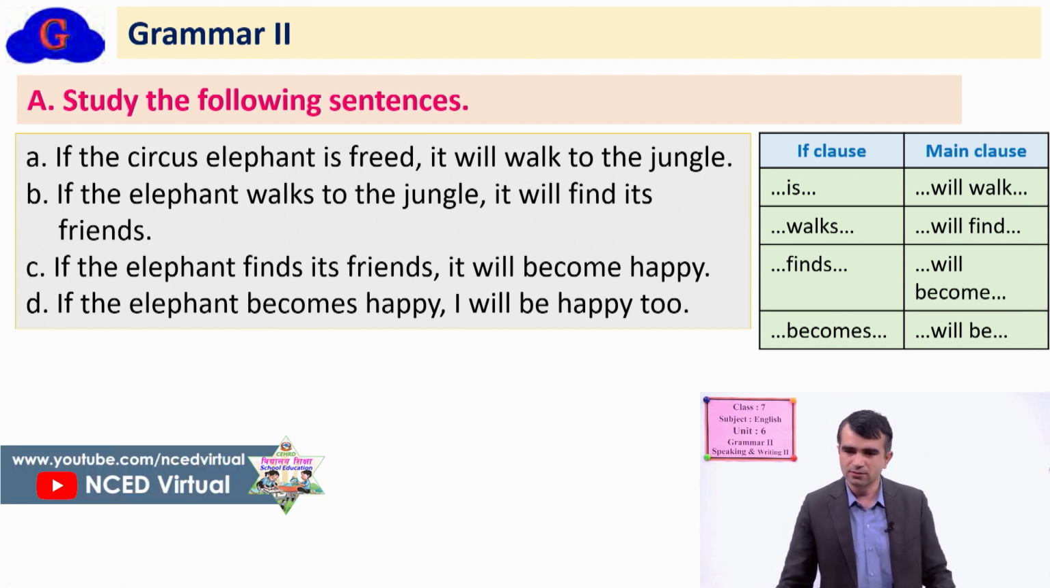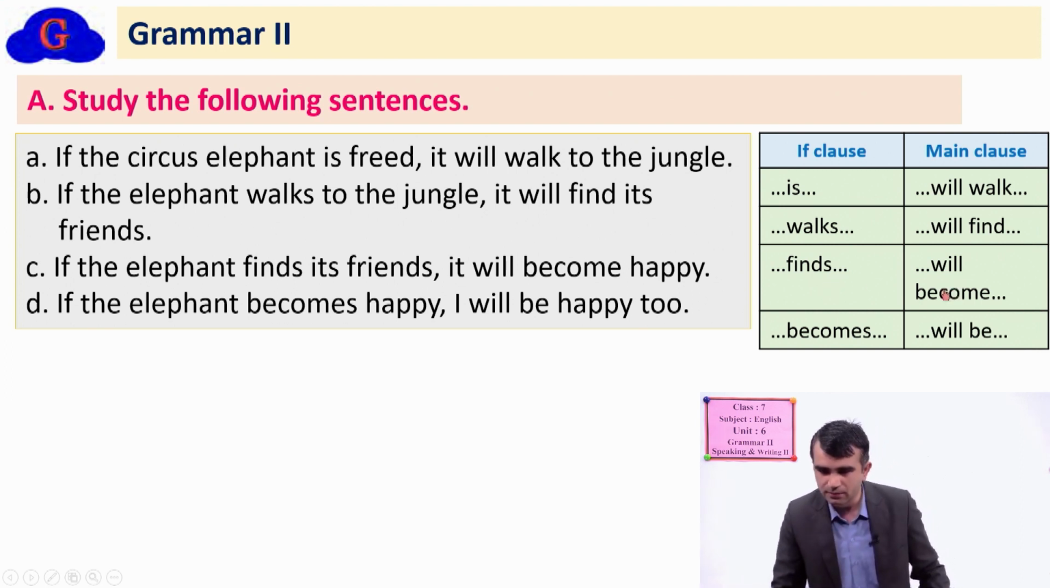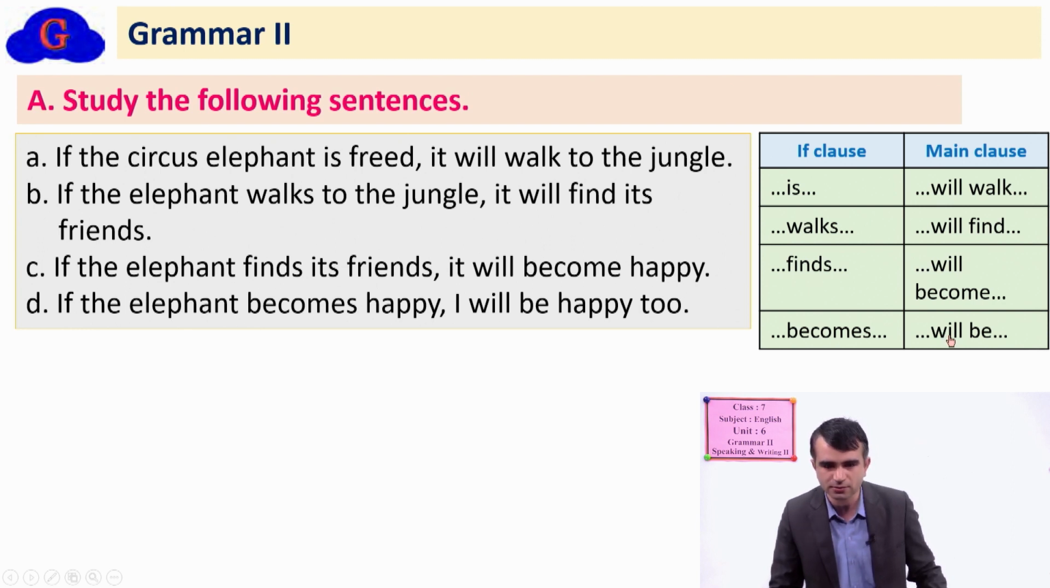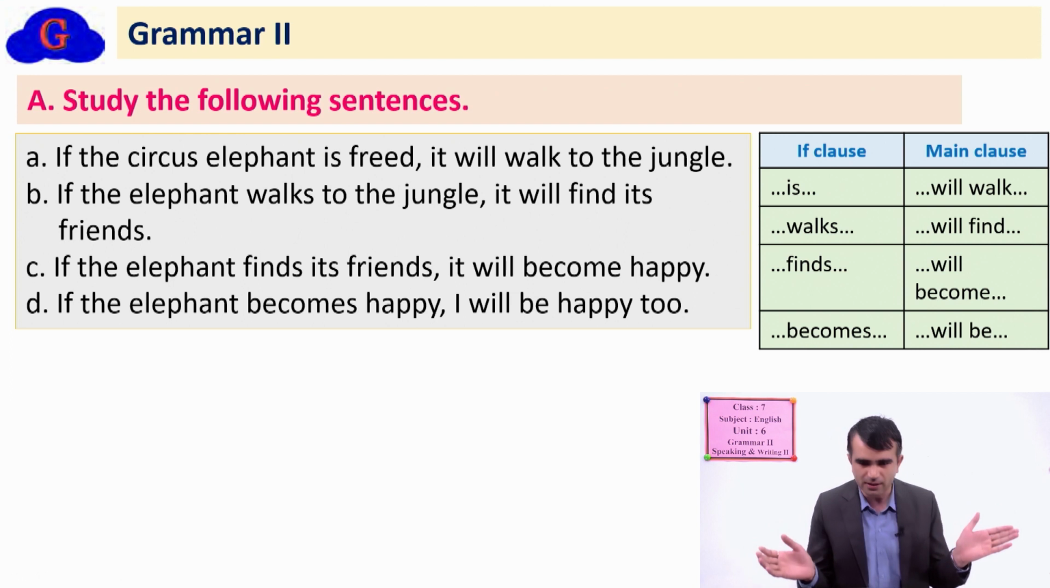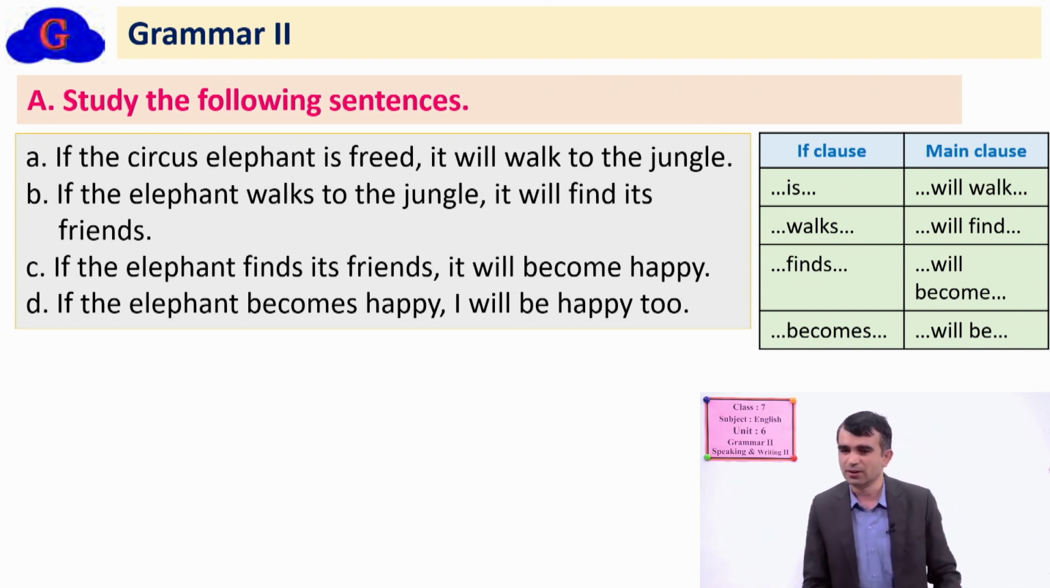Is it so? Very good. Third, if part finds, main part will become. In the fourth sentence, number D, the if part is becomes, and the main part will be. Now you can work out the structure from here. How is it used? Can you find? Very good. It's easy now, isn't it?